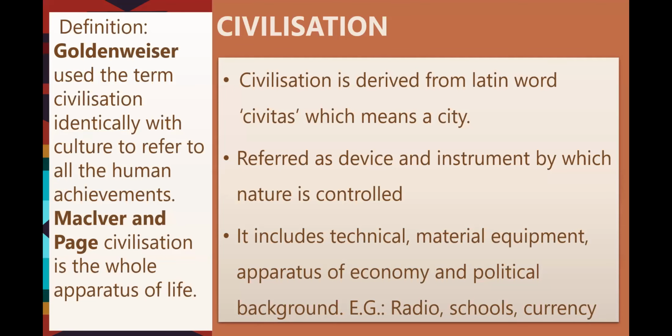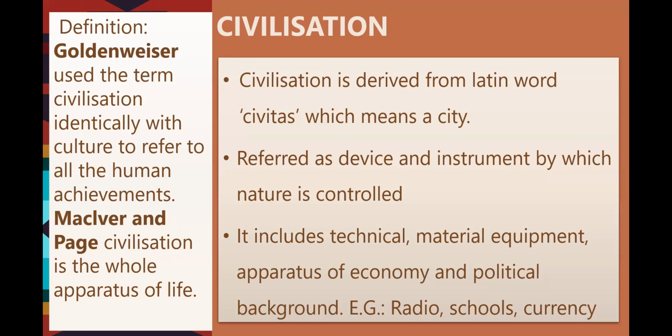Now, after understanding the concept of culture, let us see what is civilization. When we speak about civilization, the etymological importance is it is derived from the Latin word civesta, which means city. So basically, civilization is a device or an instrument that controls the society. Basically, it includes technical, material equipment, apparatus of economy, political background, for example, radio, school, currency. All these are the civilizations.